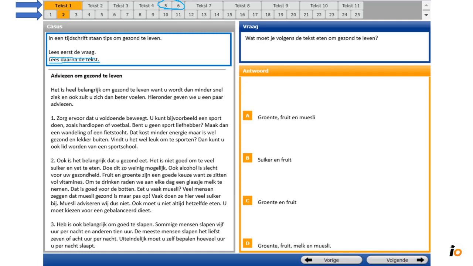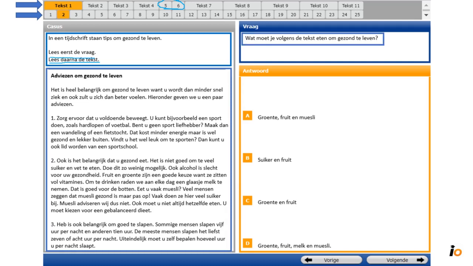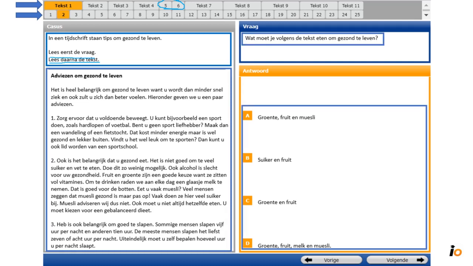Then below the context description, there is obviously the text itself. And on the top right, there is the question. Below the question, you have the possible multiple choice answers. And if you think that you know the answer to a question, you just click on it. It will get a frame around it. And if you want to go to the next question, you click at the right below on "volgende." It could be that a question is difficult, or you just don't know for sure what the answer is. In that case, you can leave it open and click on "volgende" without selecting one of the answers. You can always move back by clicking on "vorige."